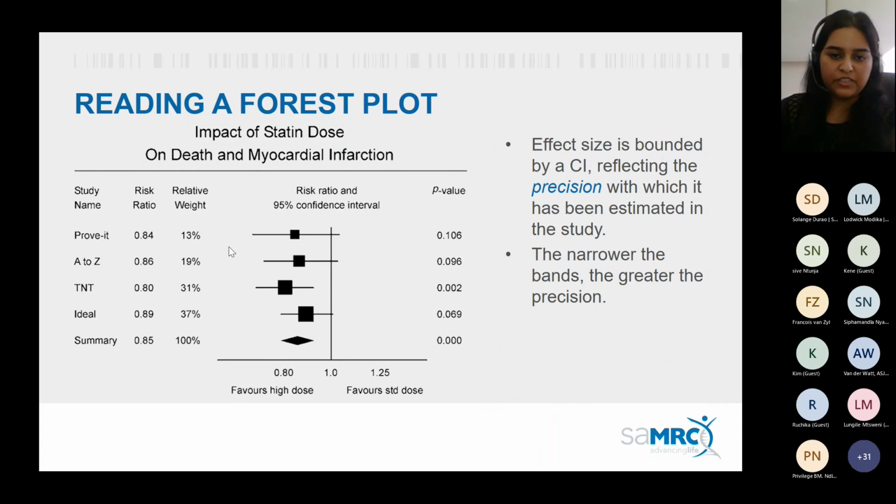The effect size is bounded by a confidence interval, and this reflects the precision with which it has been estimated in a study. So the narrower the bands, the greater the precision. If we have a look at the 4 studies, we see that the Ideal study had the narrowest bands, and thus it had the greatest precision. The Prove It study, however, its bands are quite wide, so it had the least precision of the 4 studies.